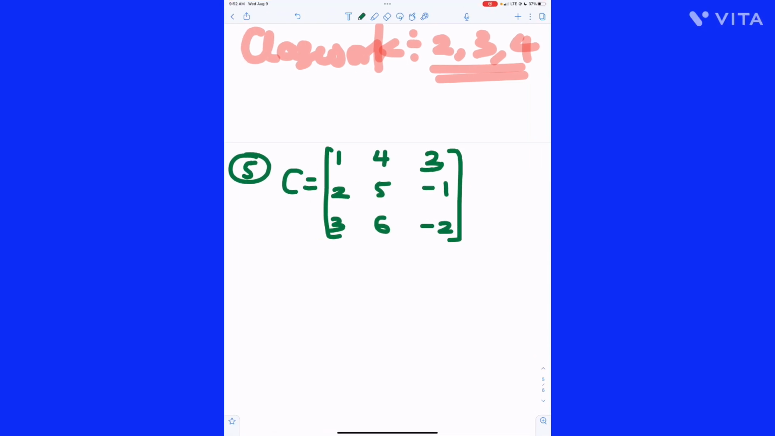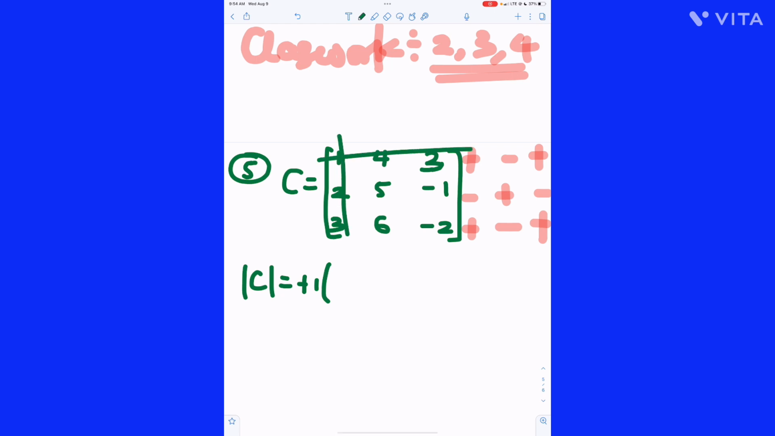To find its inverse, we first need to find the determinant. Let's find the determinant. You remember how we do determinants? Plus, minus, plus, minus, plus, minus, plus, minus, plus. So, first, this will be plus 1 times, when I cross 1, I have 5, minus 1, 6, and minus 2 left. So that's 1 times minus 10 minus minus 6.